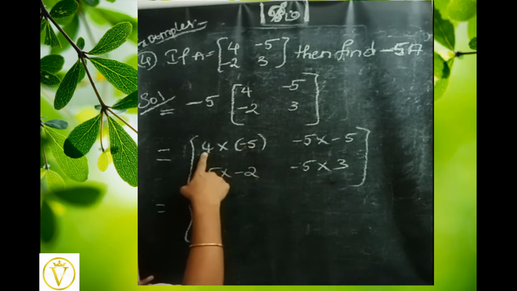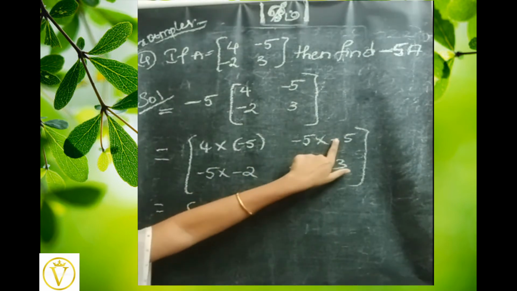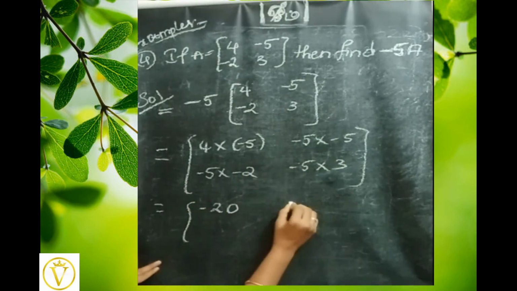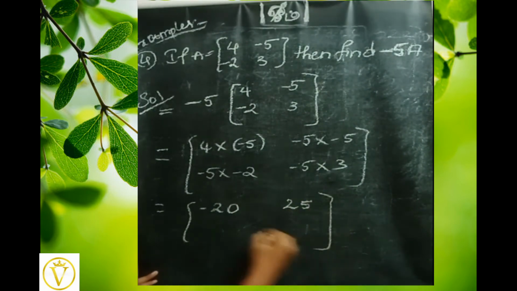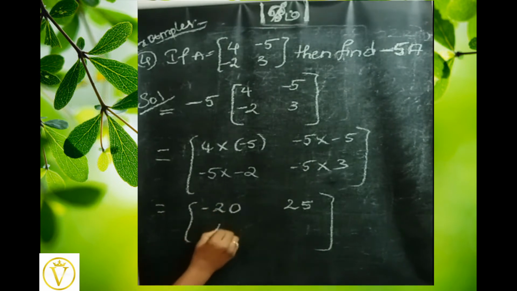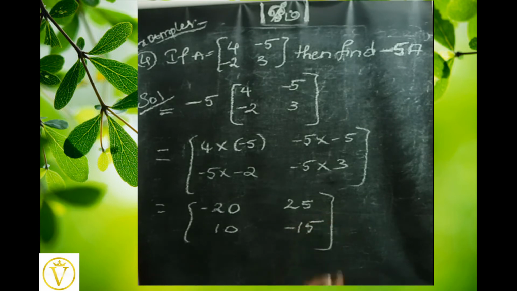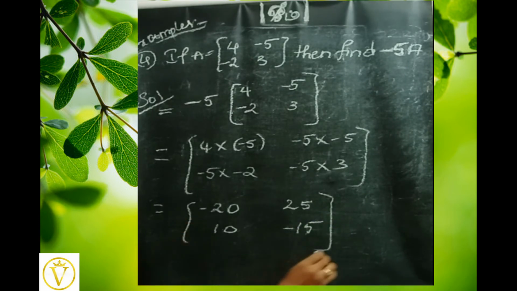So here 4 5s are 20, and minus 20. So minus into minus plus, 5 into 5, 25. So here also minus into minus we get plus, and 5 2s are 10. So minus 5 into 3 is minus 15. That's it. Our given question answer is minus 20, 25, 10, minus 15. That's it. Okay, we'll go for another problem.